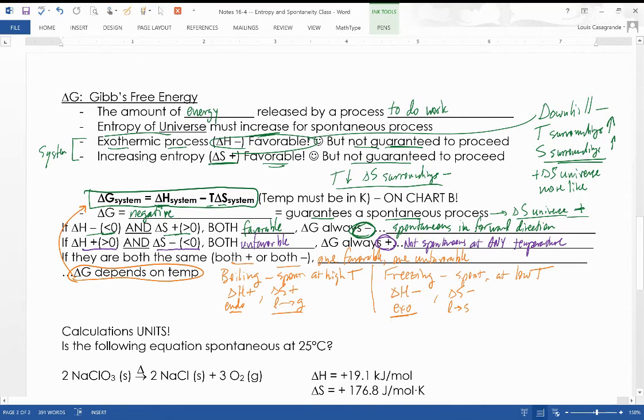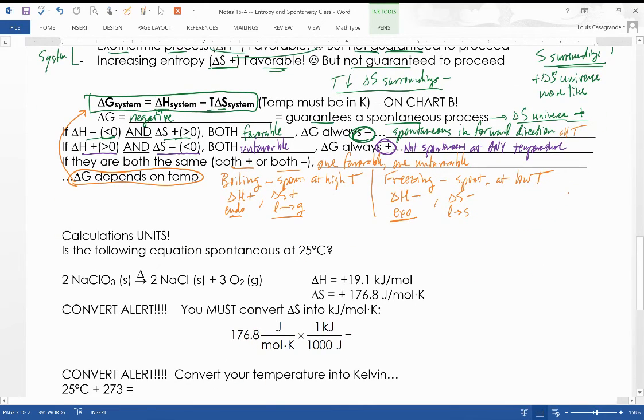All right, so you really only have to know that you're going to look at the signs, and you're going to say, okay, if they're both positive or both negative, I have to do the calculation. If one is positive and one is negative, then unless I ask you to do the calculation, you can say, okay, if they're both favorable, then it's going to be spontaneous at all temperatures. By the way, spontaneous at all temperatures if we have a negative delta H and a positive delta S. If it's negative delta S and positive delta H, then it won't be spontaneous.